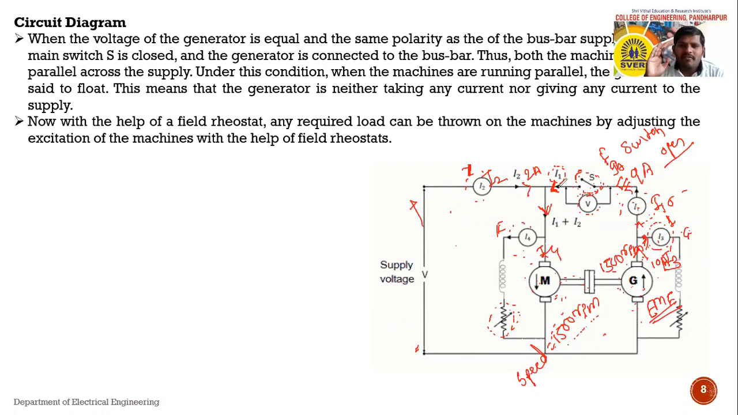Okay, when we are closing the switch, at that situation we are giving the output of the generator to the input of the motor. We are feeding it, and then we call it back to back or the Hopkinson test.